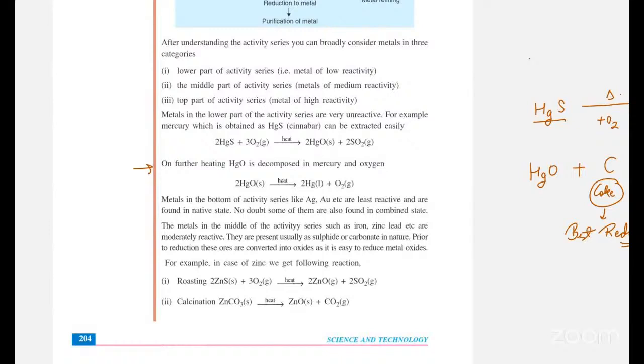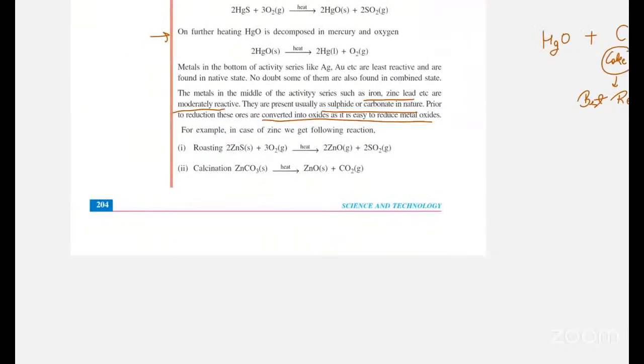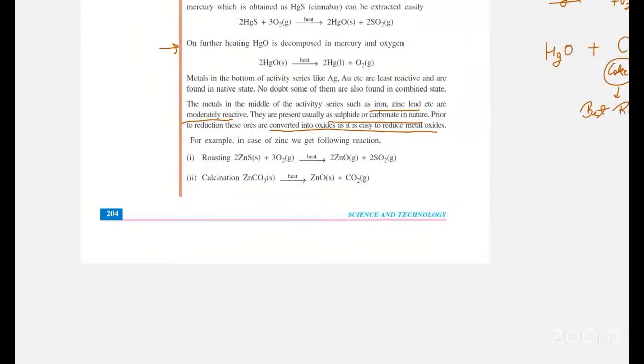No doubt, some of them are also found in the combined state. The metals in the middle of the activity series, such as iron, zinc, lead, etc., are moderately reactive. They are present usually as sulfide or carbonate in nature. Prior to reduction, these ores are converted into oxides, as it is easy to reduce metal oxides. For example, in the case of zinc, we get the following reaction: roasting, 2ZnS + 3O2.